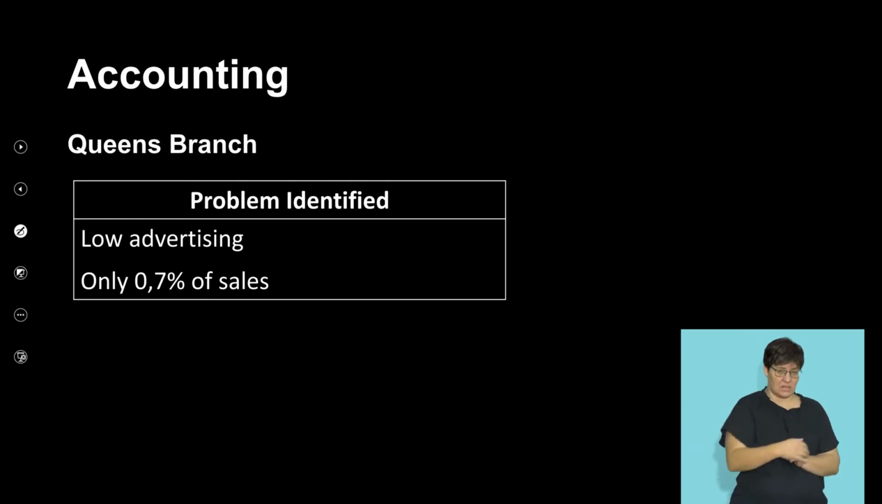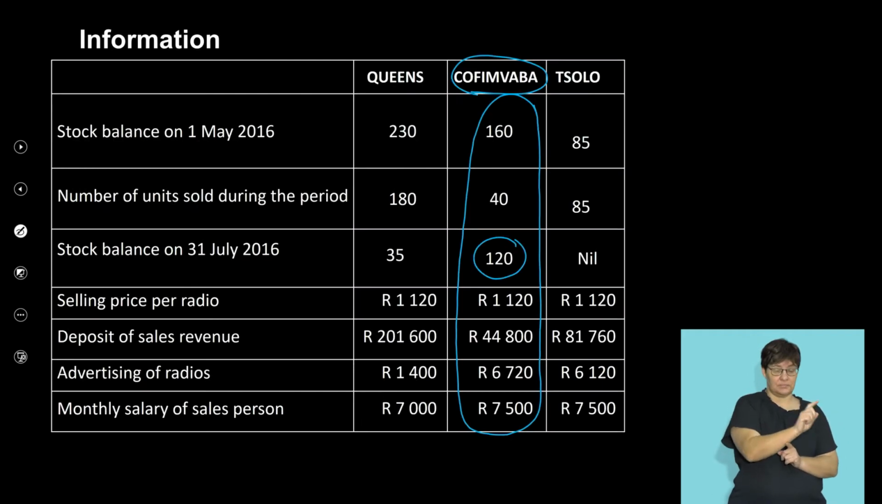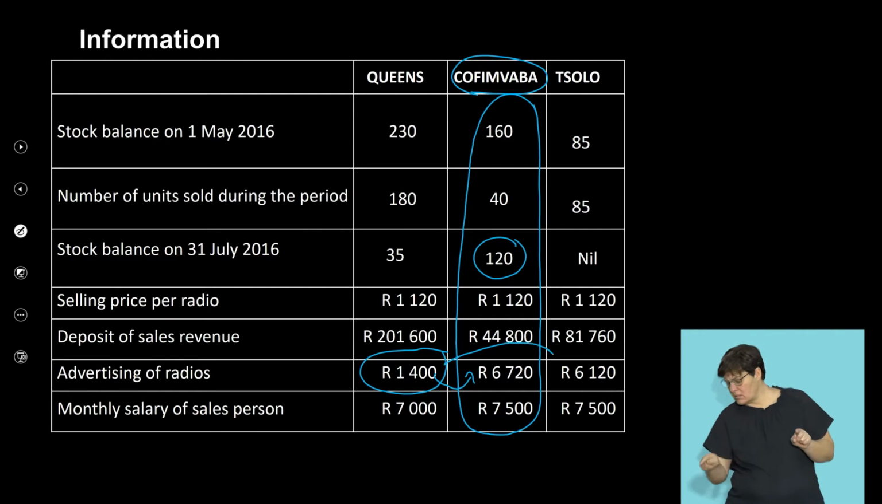If we look at Queens, another problem that we have identified here is your advertising. Again, look at your advertising relative to the other branches.